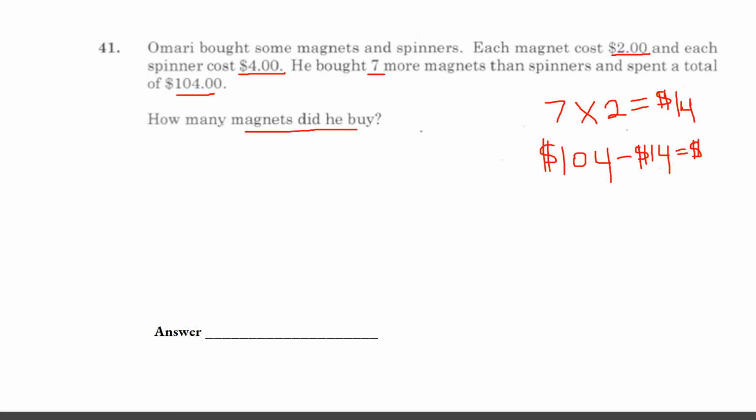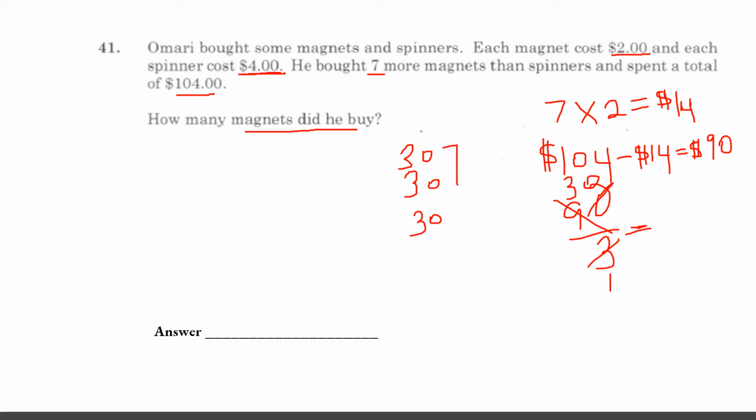Now we have $90 remaining, and out of this $90, we need to find out how many magnets were bought and how many spinners were bought. Now this $90, as I said before, the spinners cost twice as much as a magnet. So if we split this $90 into 3 parts, 90 over 3. How many times could 3 go into 90? 3 into 3, 1. 3 into 9, 3. And 3 into 0 is 0. So if I split this 90 into 3 parts, I'm going to get 30. And as I said before, the spinners cost twice as much. So that means the cost of the spinners is going to be $60 and the cost of the magnets is going to be $30.